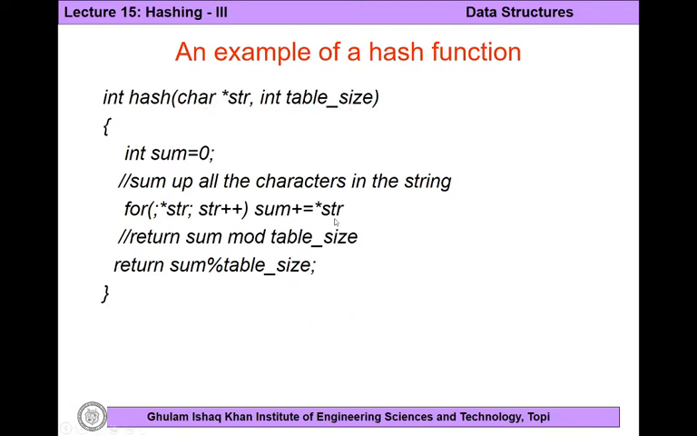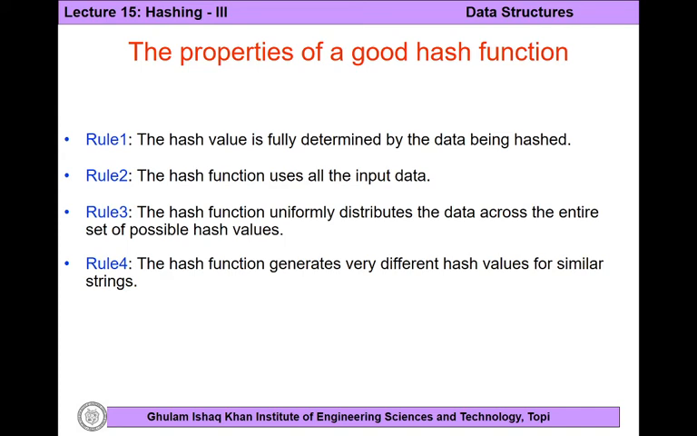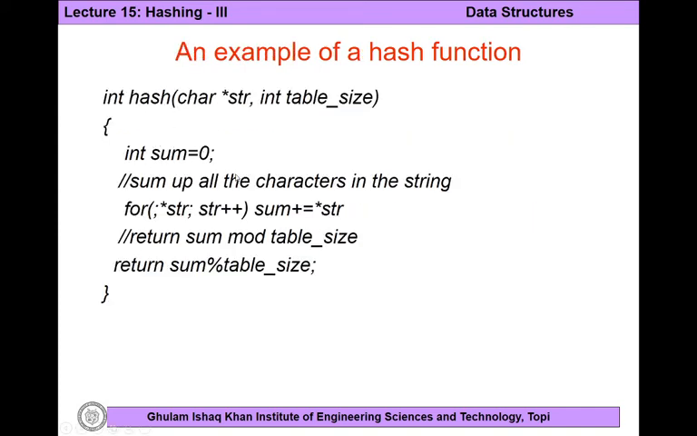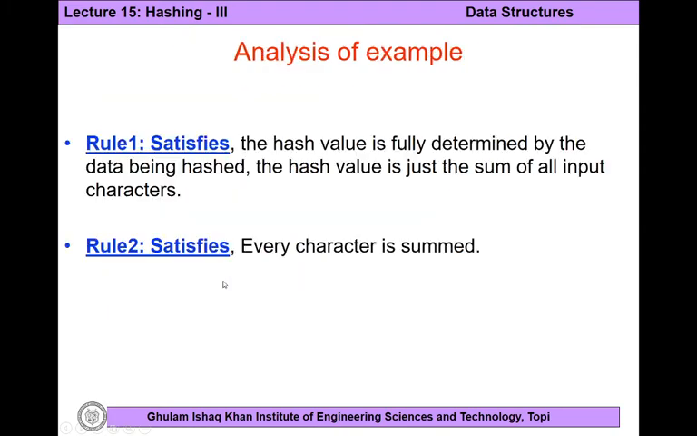So this for loop sums up the complete string. Basically, since it is summing it up, and it's of type integer, it will be summing up its ASCII values, right. And then the sum is divided by the size of the table, and the remainder is returned. So you will get a slot in the hash table. Now we will see which of these 4 rules this hashing function violates, and which of these 4 rules it follows.